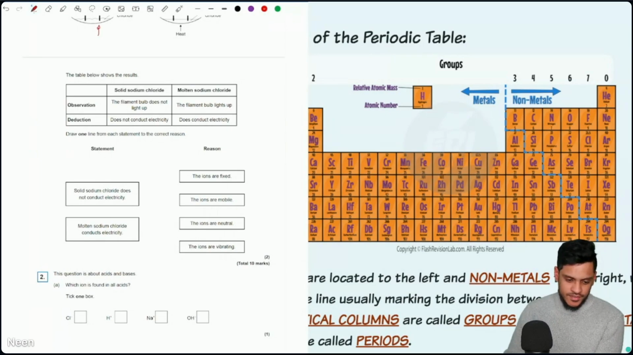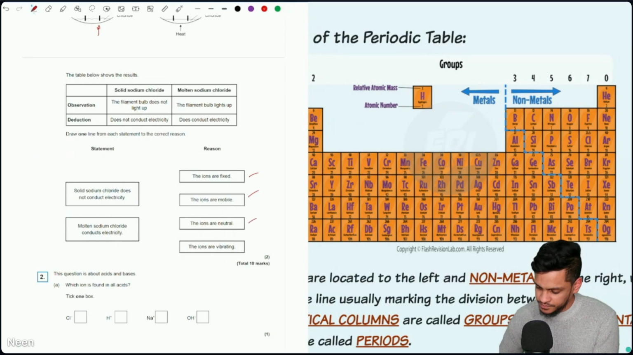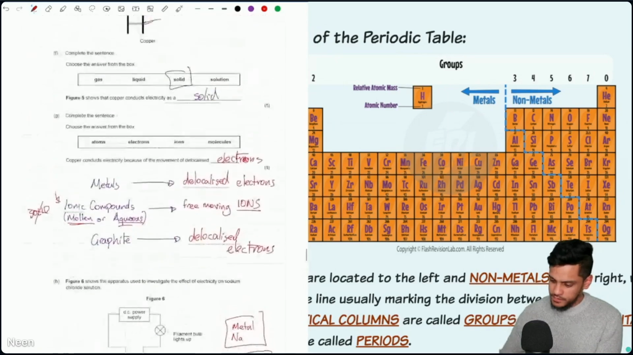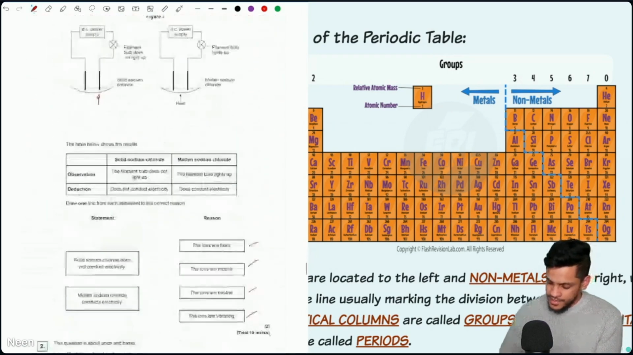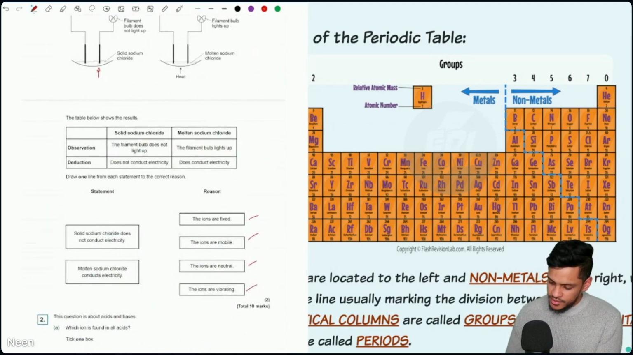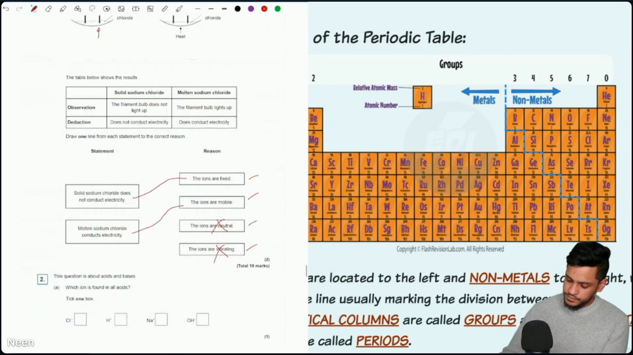That's not an option. Delocalized electrons. It's one of these. This is what I said here. So ionic compounds that are molten. Yep, good. So solid sodium chloride does not conduct electricity because the ions are fixed. Molten sodium chloride does conduct electricity because the ions are free to move, mobile. Not that, not that. That's not why they conduct electricity. Well done, guys.